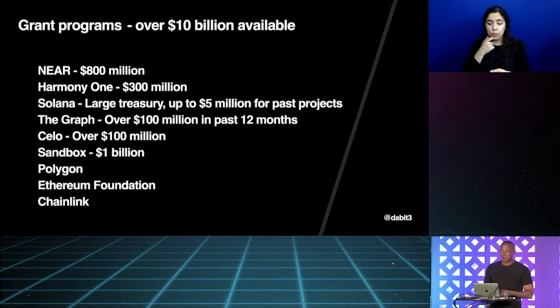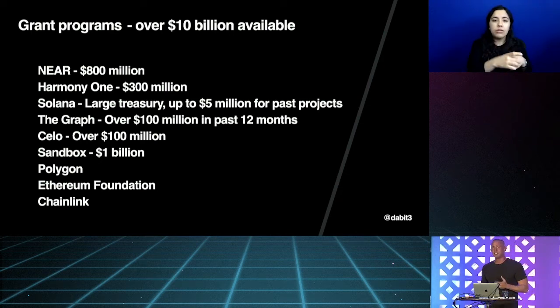So if you want to get started, to me, the best way is checking out the $10 billion or more available worth of grants, meaning that you can apply for a grant and get paid while you're keeping your day job, just to kind of dip your foot in the water and learn. Near Protocol has $800 million in grants. Harmony One, $300 million. The Graph, we've already given $100 million in the past 12 months. We have a new grant wave every couple of months.